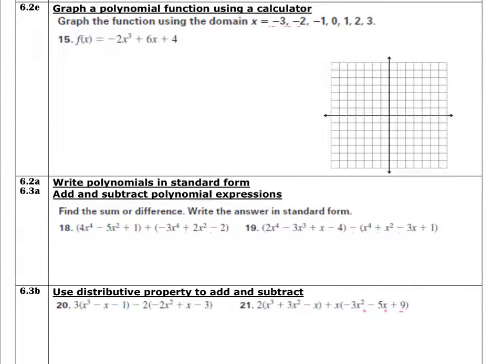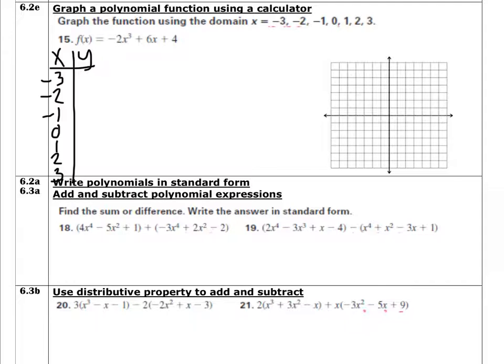So when you do this, what you're going to want to do is make a table of values, and they are already telling us what they want the x values to be. So they want -3, -2, -1, 0, 1, 2, and 3. If we can find their corresponding y values, we can plot these ordered pairs and see what the shape of the graph would look like. So let's just walk through a few of these.